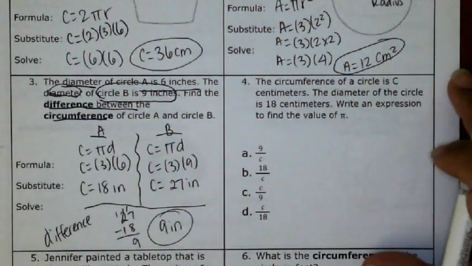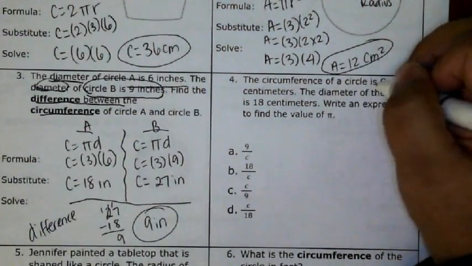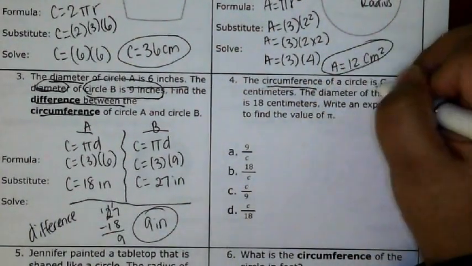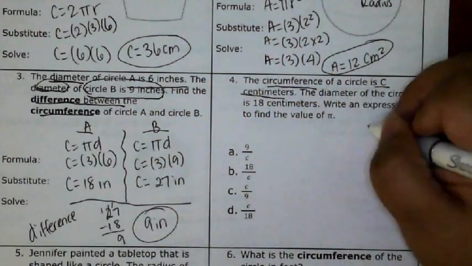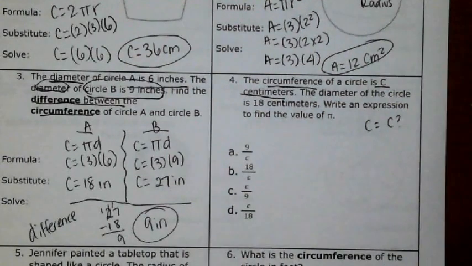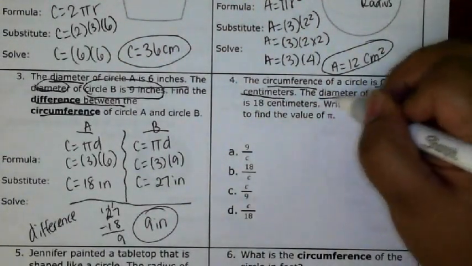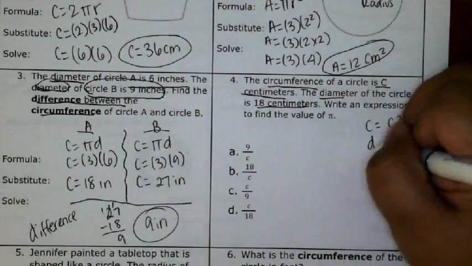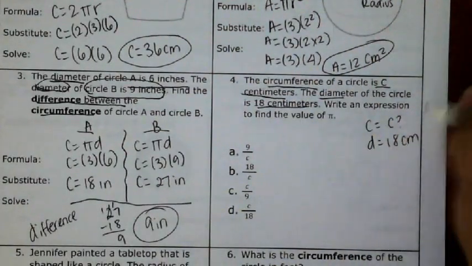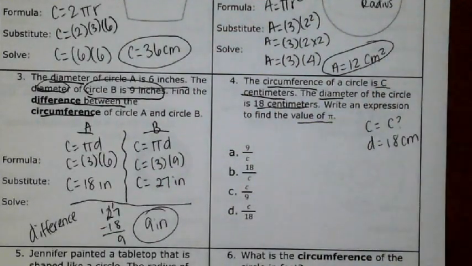Alright, let's look at number 4. So number 4 is saying that the circumference of a circle is C centimeters. We're not sure yet. The diameter of the circle is 18 centimeters. It's wanting an expression with the value of pi. That's something else that you need to remember.